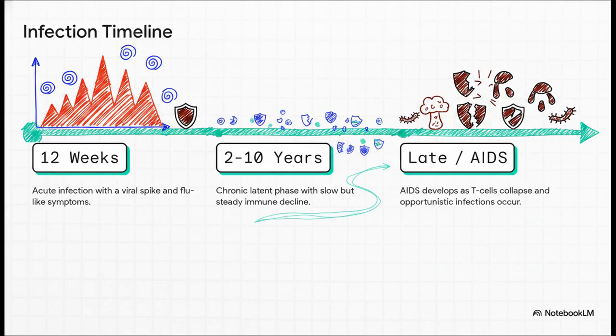This is just the immune system realizing it's under attack and mounting a major counteroffensive. This initial fight drives the virus levels back down, pushing us into the second stage, the chronic phase. Now, this phase can last anywhere from 2 to 10 years. Clinically speaking, it's latent, meaning a person might have zero outward symptoms. They feel totally fine. But under the surface, the virus is slowly, relentlessly chipping away at the immune system. Finally, if it's left untreated, the T cell count completely collapses, leading to the third and final stage, AIDS.